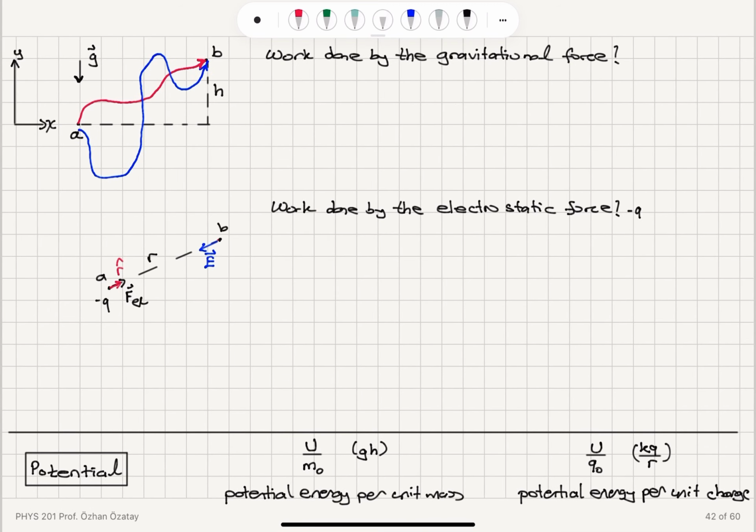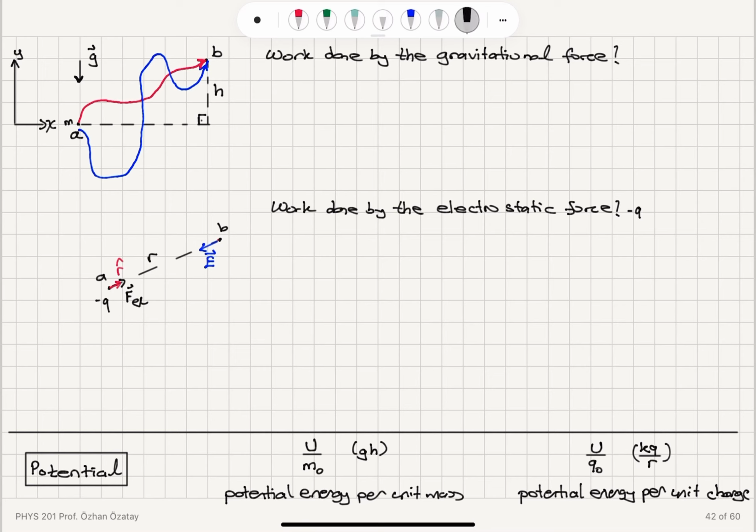Okay, now let's consider the following problem. What is the work done by the gravitational force for the case when a mass m is taken from point A towards point B? And I can take this from point A to point B along the blue path or the red path. And here's my x-axis, here's my y-axis. The distance between point A and point B on the y-axis is h. That's the height.